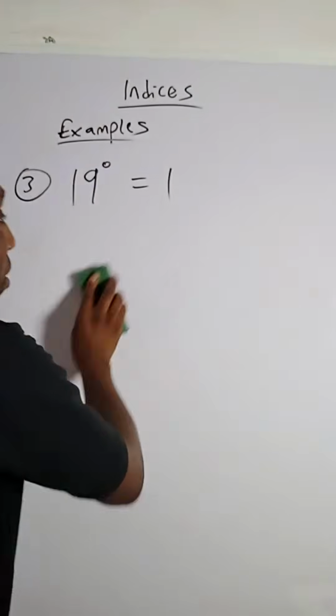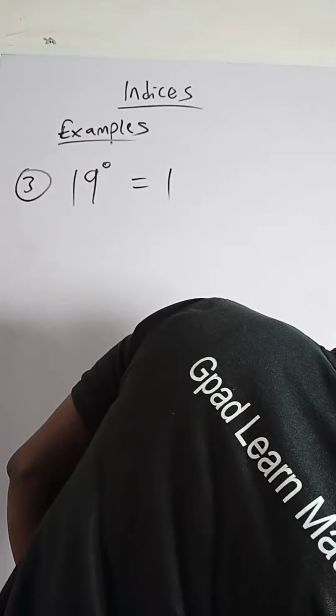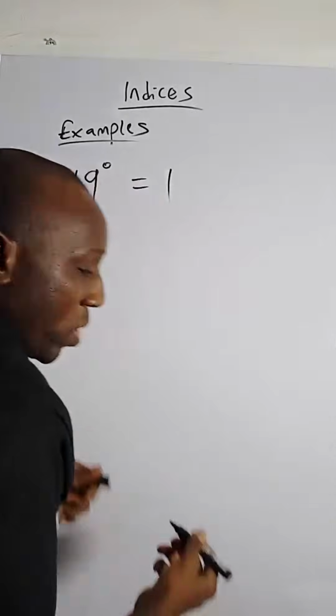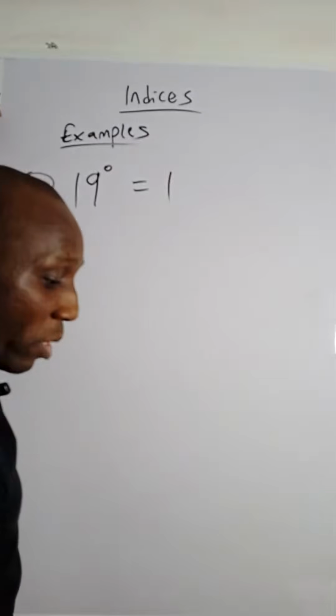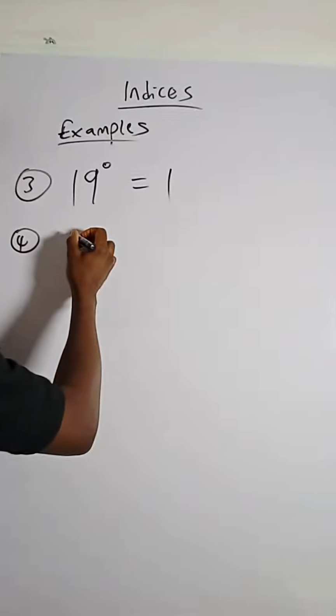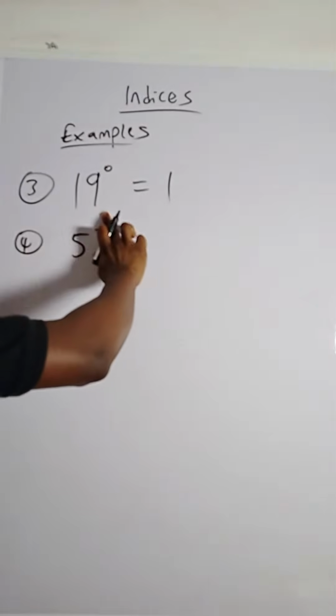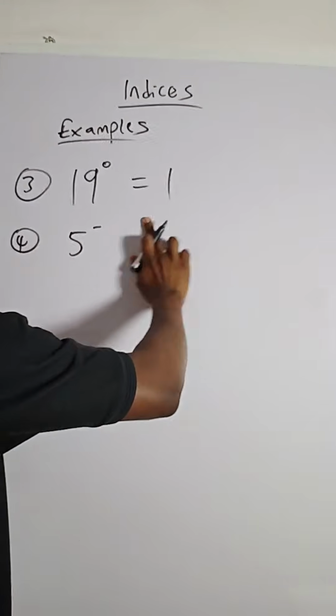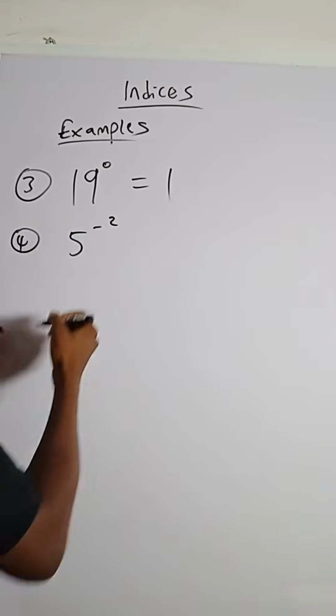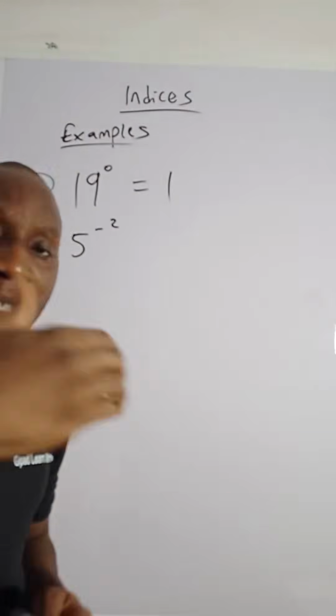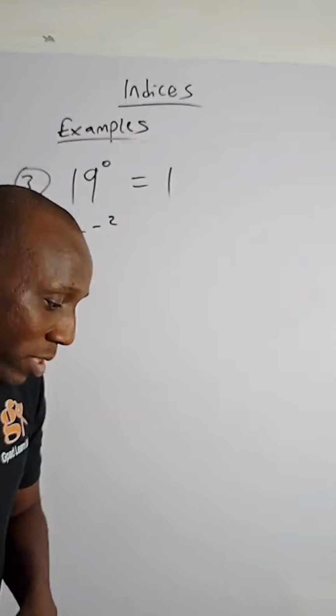Okay, let's go to another example. Okay, number 4. This is now the negative index law. Who can tell me what this will be equal to? Don't worry, I know some of you already know it, but I also want to make it more interactive. If you know the answer to this, can you just type it in the comments?